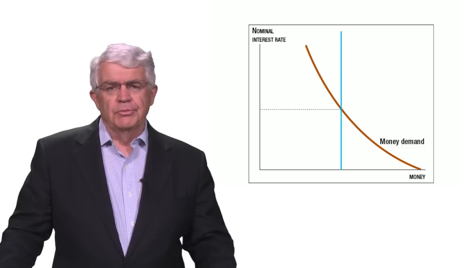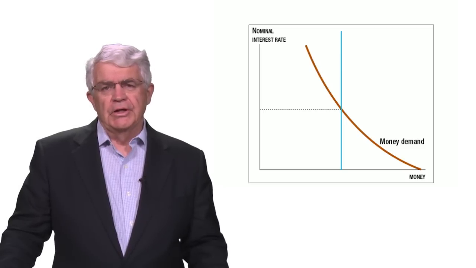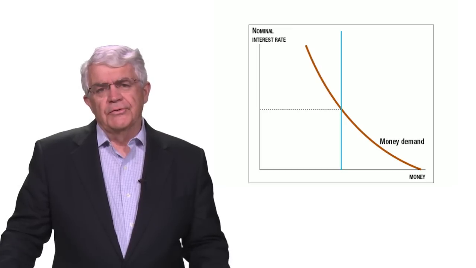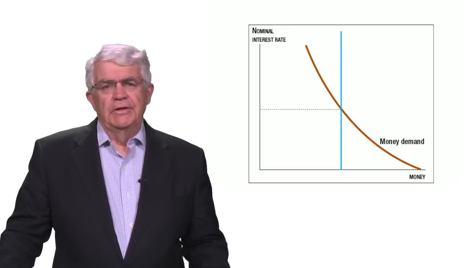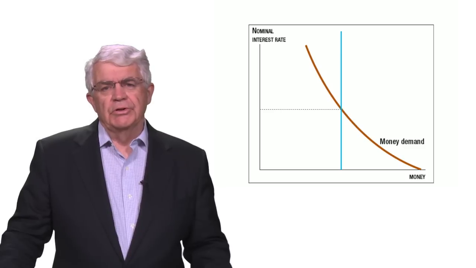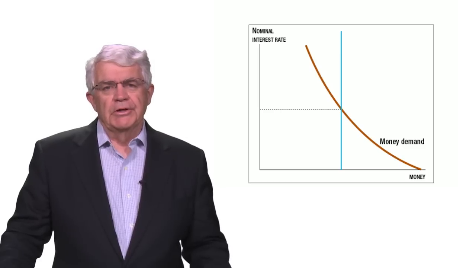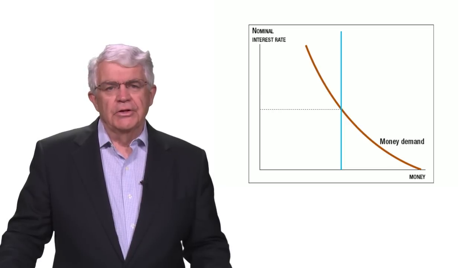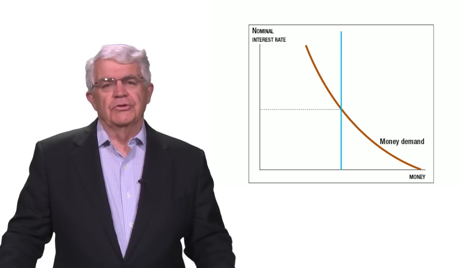If you're running the central bank, you know you can set that money at any level you want by adjusting the currency and reserves. If it's at the blue line, there's only one intersection between the money supply and the money demand curve, and that's at the interest rate shown there, the intersection of the two curves. And so the Fed has determined the interest rate.